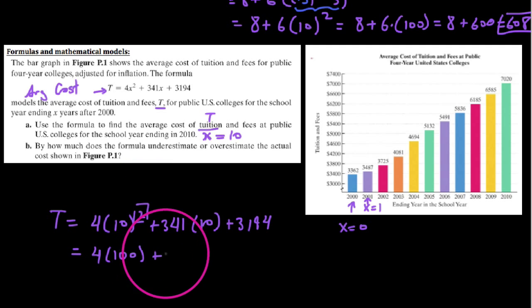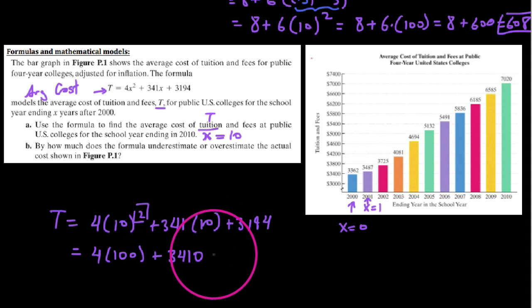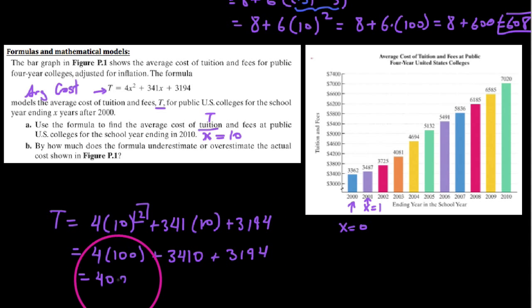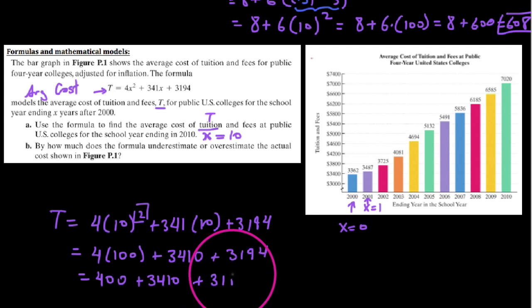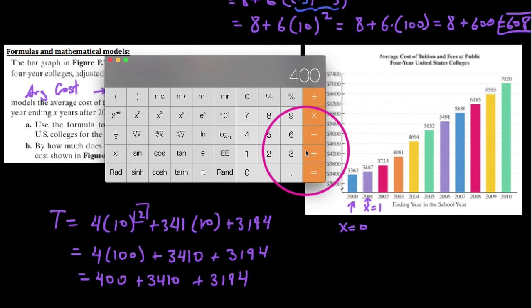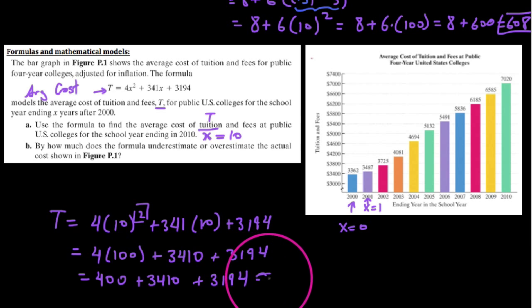We can go ahead and carry out this 341 times 10 if we want to work ahead a little bit, because I know I'm going to do multiplication next, plus 3194. And then finally, this really comes out to be a value of 400 plus 3410 plus 3194. And so all we really need is a calculator. We could type this in very quickly here: 400 plus 3410 plus 3194, and we get a value of about 7,000, let's say 7,004, and we're measuring this in dollars.